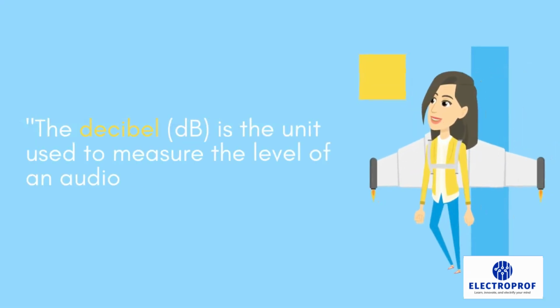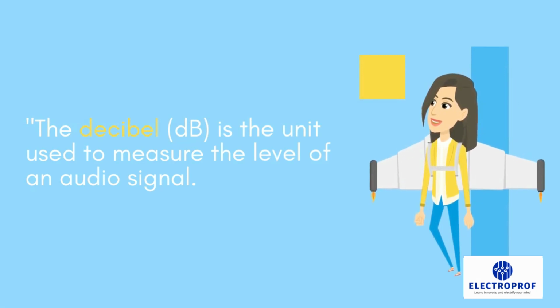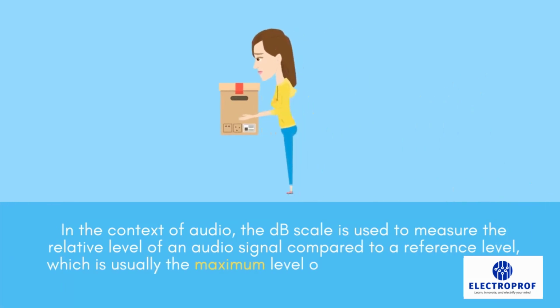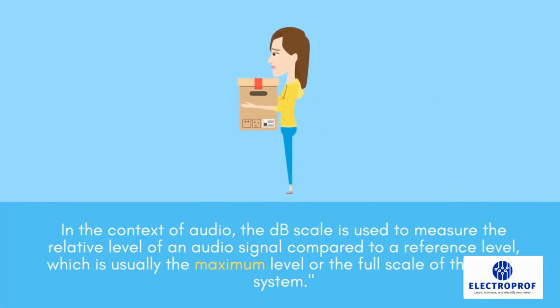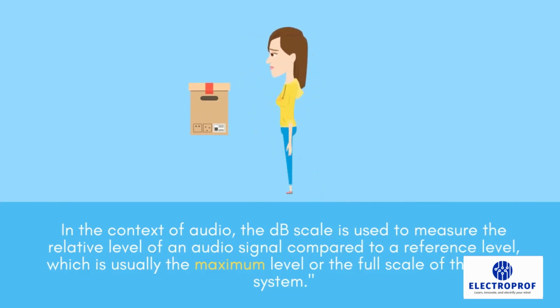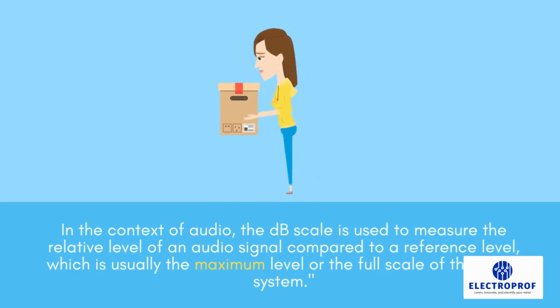The decibel, dB, is the unit used to measure the level of an audio signal. It is a logarithmic scale that expresses the ratio between two values. In the context of audio, the dB scale is used to measure the relative level of an audio signal compared to a reference level, which is usually the maximum level or the full scale of the audio system.